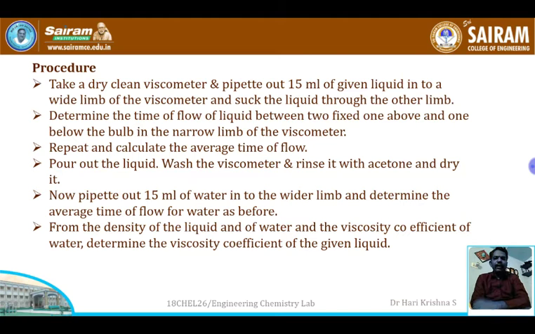Then you repeat it 3 times, and take the average time of flow of the liquid to move from one point to the other. Then put the liquid back in the same container from where you took it, wash the viscometer, and rinse the viscometer and pipette with acetone and dry them.